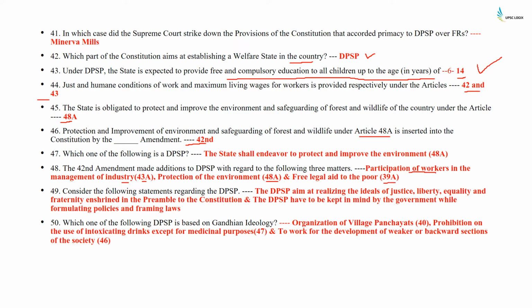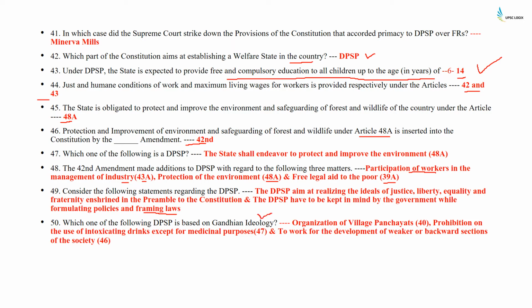Consider the following statements regarding the directive principles of state policy. The directive principles of state policy aim at realizing the ideals of justice, liberty, equality, and fraternity enshrined in the preamble to the Constitution, and the directive principles of state policy have to be kept in mind by the government while formulating policies and framing laws. Which one of the following directive principles of state policy is based on Gandhian ideology?